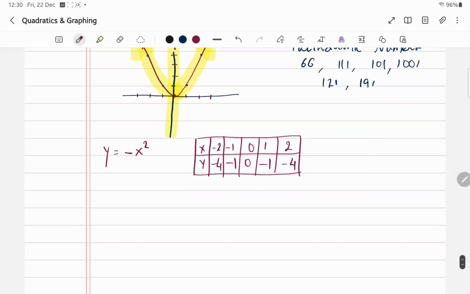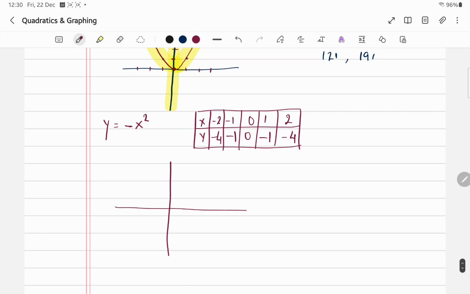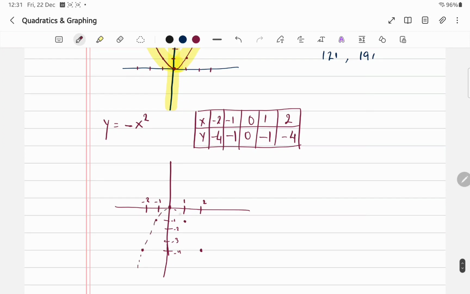Right? So now when we draw this graph, we have 0, 0 right here. We have negative numbers, so we have to go 1 and 2, 1, 2, 3, 4. So 1 goes till minus 1, minus 1 goes till minus 1, 2 goes till minus 4, and minus 2 goes to minus 4 as well. So this is 1, 2, minus 1, minus 2, minus 3, minus 4. And if you draw this one here, it's like that.